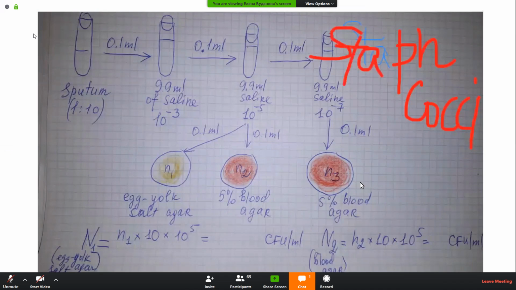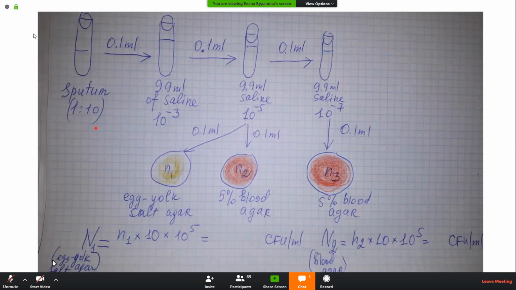After 1 day of incubation, you will see the results. And you will count the number of bacteria observed on egg yolk salt agar for Staphylococci and the rest plates. For dilution 10 to the power minus 5, for example, to calculate the number of Staphylococci, you will count the number of colonies on the plate, it is N1, multiply by 10, it is a coefficient that brings it to 1 milliliter, and then dilution factor, 10 to the power 5. It will be the concentration of Staphylococci.